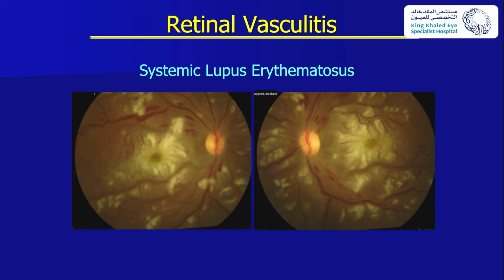So if you see a young female patient with many cotton wool spots with intraretinal hemorrhages, bilateral, this is systemic lupus erythematosus until proven otherwise. Is that clear? We should not miss this, because this patient, when she was referred to us from Jeddah, was referred as a case of retinitis. So this is a classic case of systemic lupus erythematosus retinopathy.